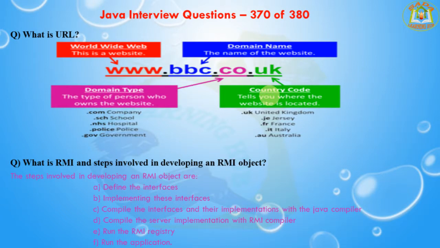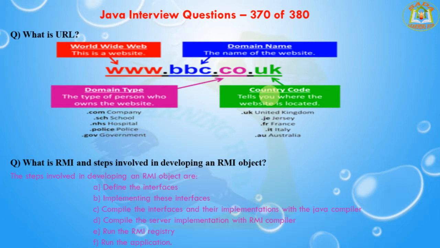The next question is: what is a URL? URL stands for Uniform Resource Locator, and it points to resource files on the internet. A URL has four components. For example, http://www.address.com:80/index.html, where http is the protocol name, address is the IP address or host name, 80 is the port number, and index.html is the file path.